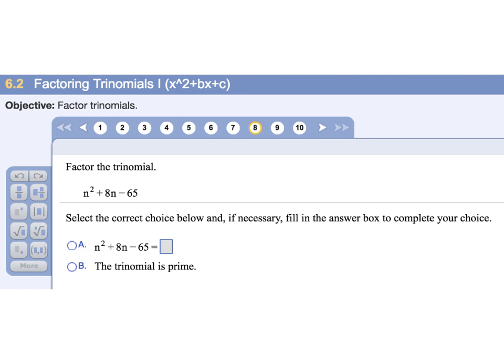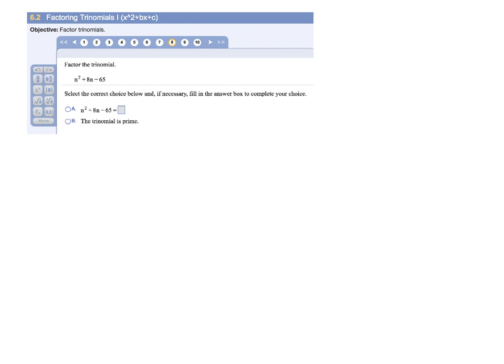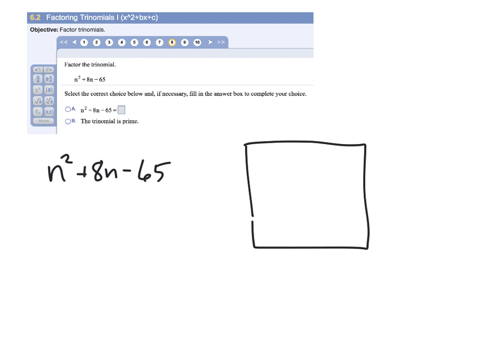So this is the same kind of stuff, only they're just choosing different letters now. So it's, let's see, n squared plus 8n minus 65. All right, so our box, we know we're going to have n squared here. We're going to have negative 65 here. And we obviously know that that's got to be n times n. That's the only way you could get n squared.